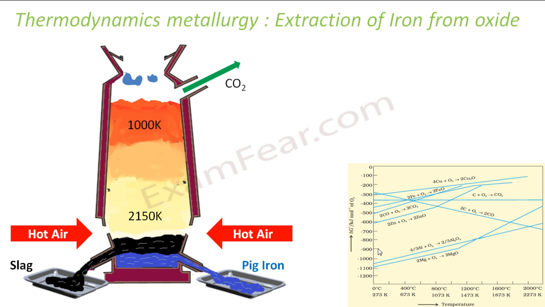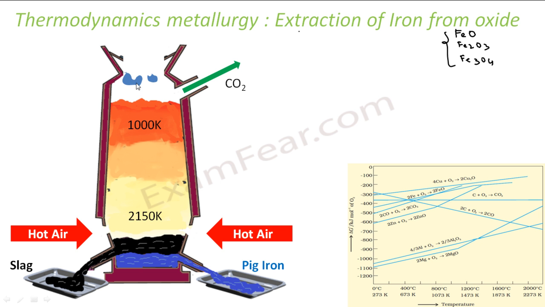We know that the ore of iron is generally in the oxide form, right? So this is the common ore we have. We have ore in the form of FeO, Fe2O3 and Fe3O4. These are the common ores for iron. These oxides of iron are mixed with limestone and coke. Here we see a blast furnace. We'll talk about the blast furnace.